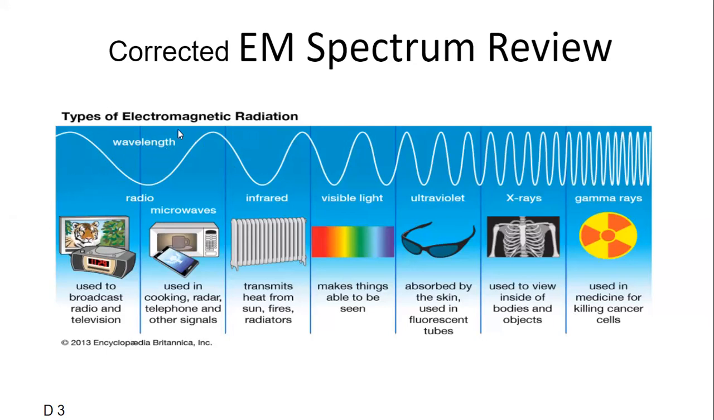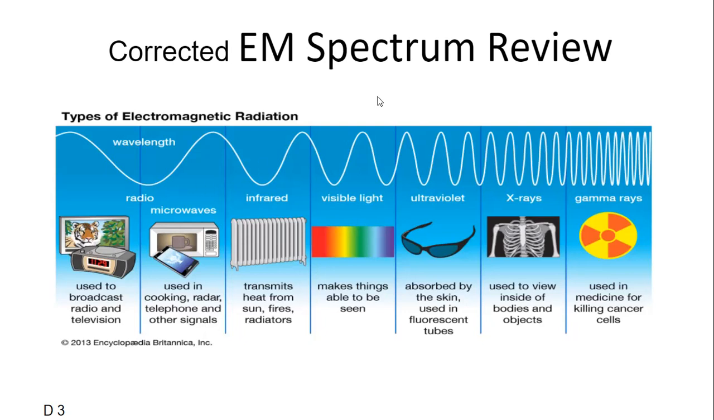Longer wavelength, it occurs fewer times. There's fewer waves. Shorter wavelength, it occurs more times. That's why gamma rays are more dangerous than radio waves. And we see these in our everyday life, except for gamma rays. Those really don't penetrate Earth's surface because of our atmosphere, but radio waves do.